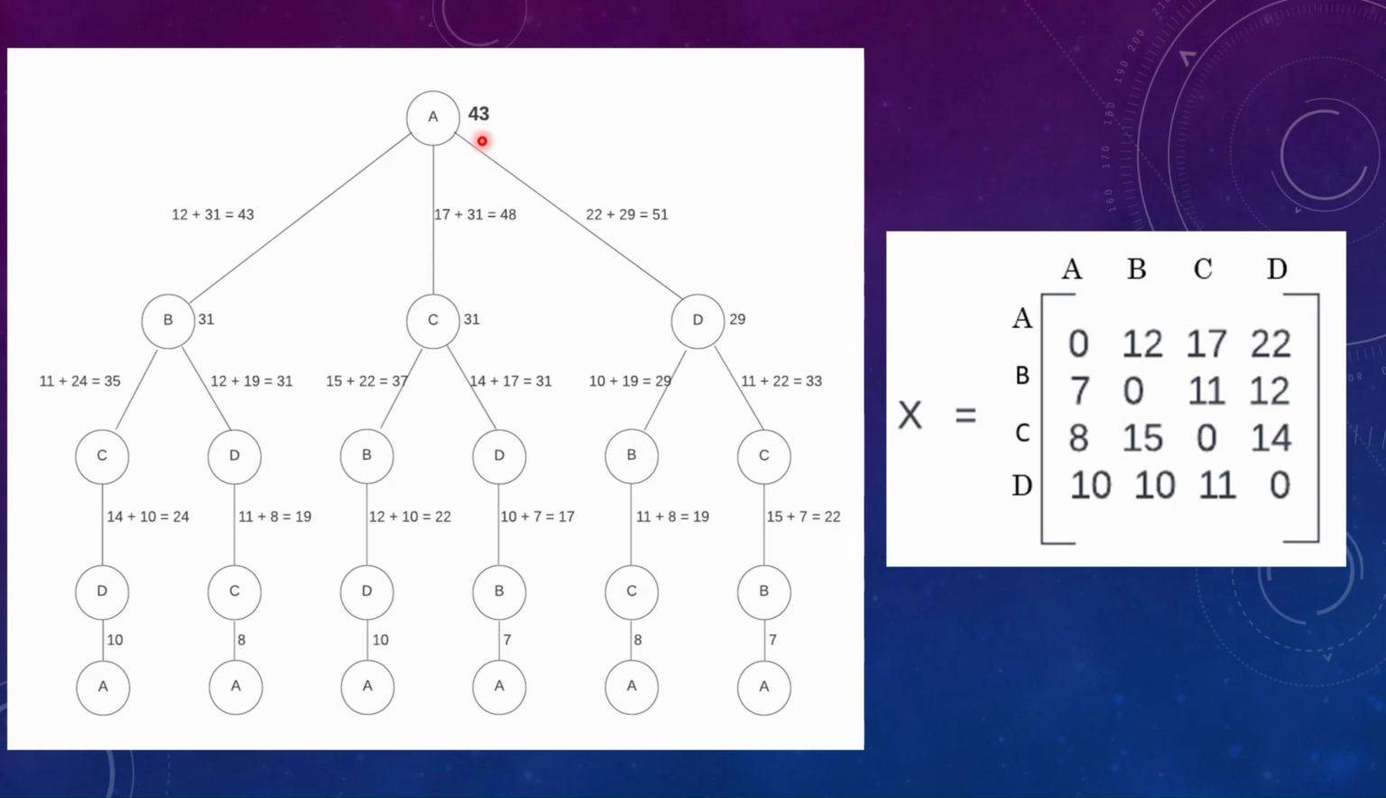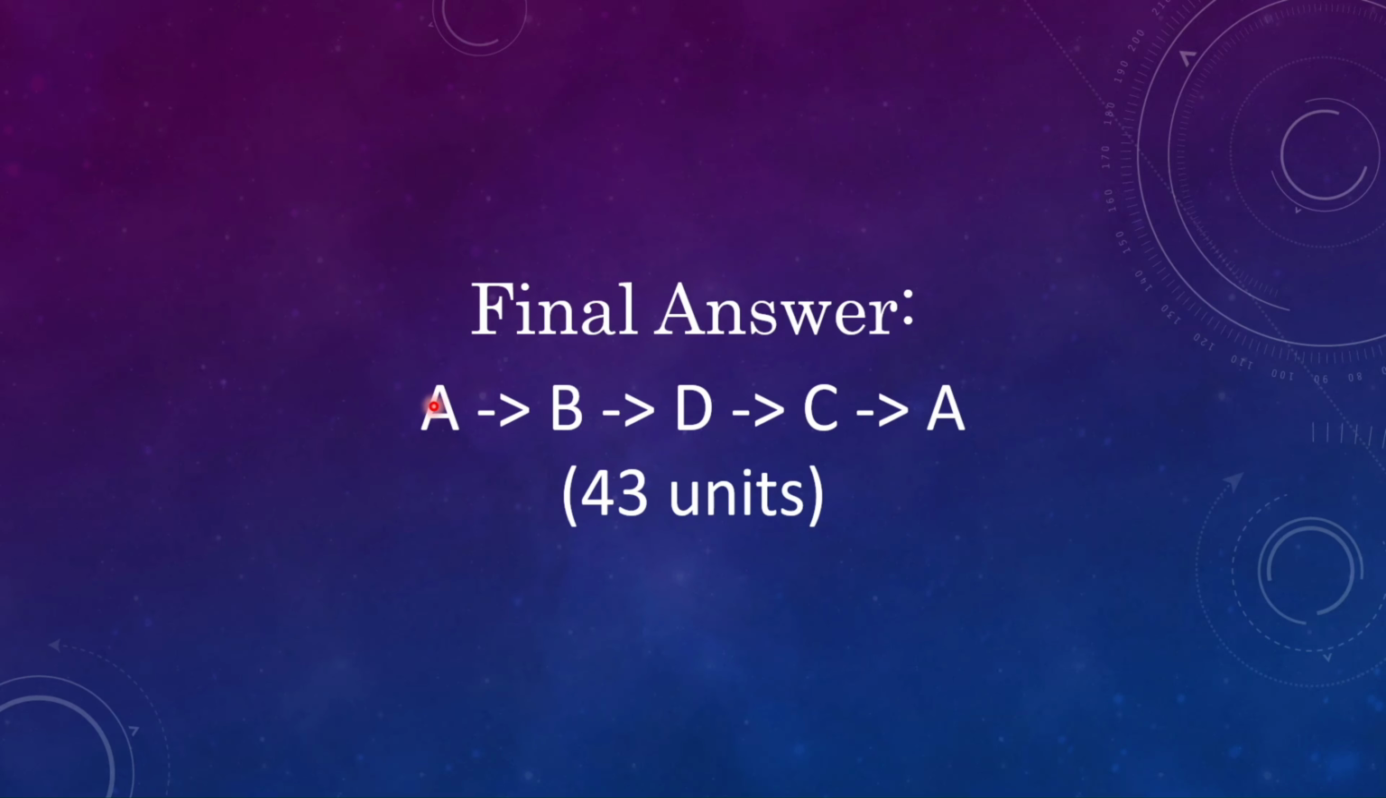So, the shortest path that can be traveled by the salesman to do the job is A to B to D to C to A, and this distance can be covered in just 43 units.